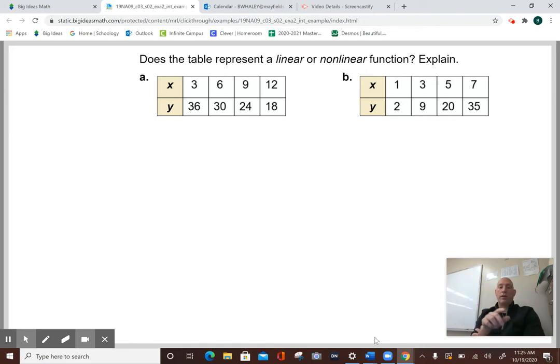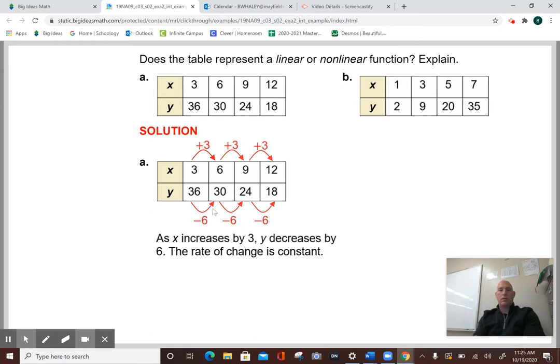So what we're going to do is see how much y changed, how much x changed, and then make sure that they stay constant throughout the entire table. And it'll make more sense as we dive into it. So let's just look. When we look here, y went down by 6 as x increased by 3. And we see that that continues. Y goes down by 6 as x increases by 3, again.